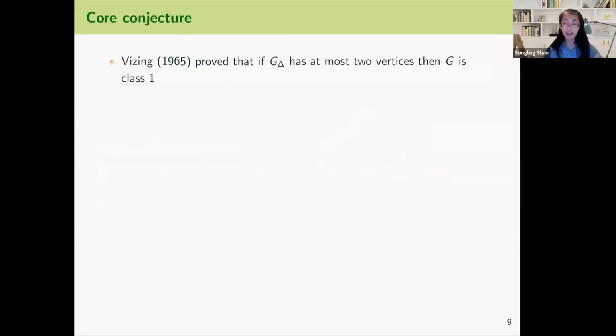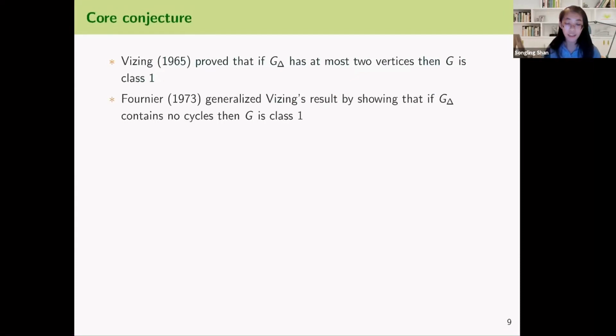There is a lot of research on characterizing a graph as class 1 or class 2 by looking at the core of the graph. Vizing in 1965 showed that if the core has at most 2 vertices, then G is class 1. And Fournier showed that if the core of G is a forest, then G is class 1. So by the result of Fournier, you see that in order for a graph to be class 2, the core should contain a cycle, right?